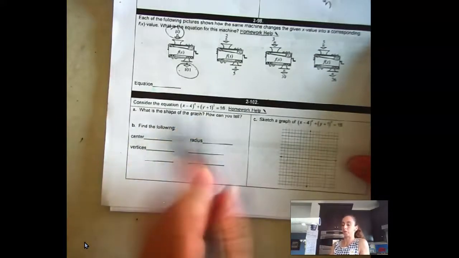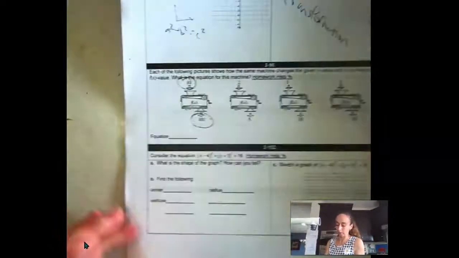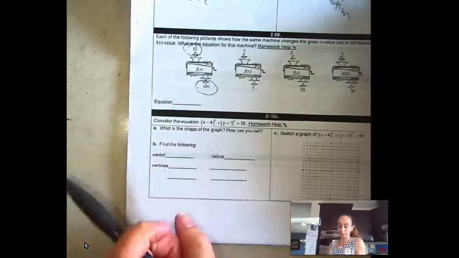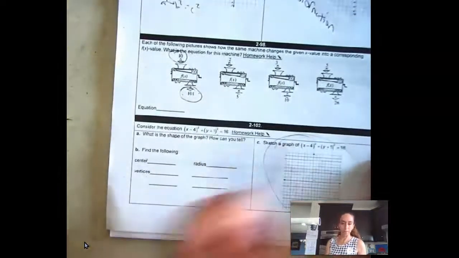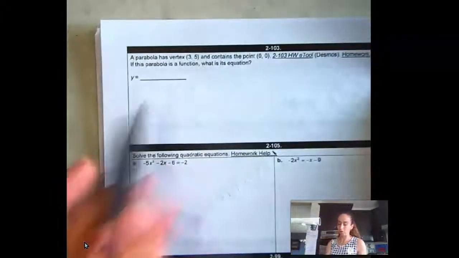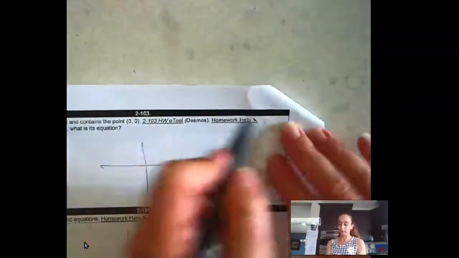You have to decide if it's a circle or if it's a sleeping parabola, maybe. I don't know what you want to call it. And so they want the center, the vertices, and the radius. That's what we did on the previous page. And then they want you to graph it. This is exactly what we just did.